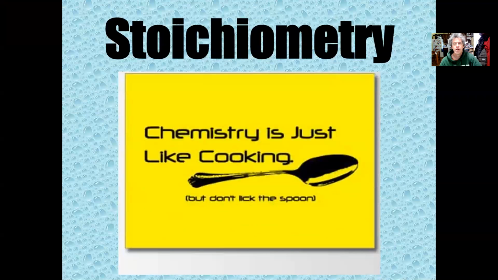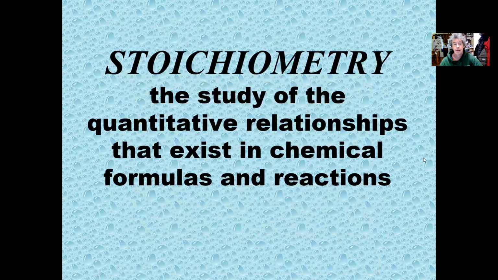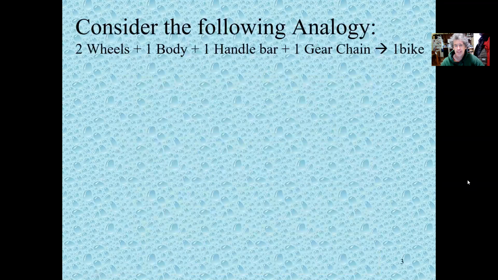Maybe. There we go. So stoichiometry. And it's a really fancy word. It basically is talking about kind of cooking and ingredients in chemistry. So yeah, chemistry is just like cooking, but don't lick the spoon. Okay, now stoichiometry, technically, it's the study of quantitative relationships that exist in chemical formulas and reactions. And it's probably best to think about it in terms of analogies.